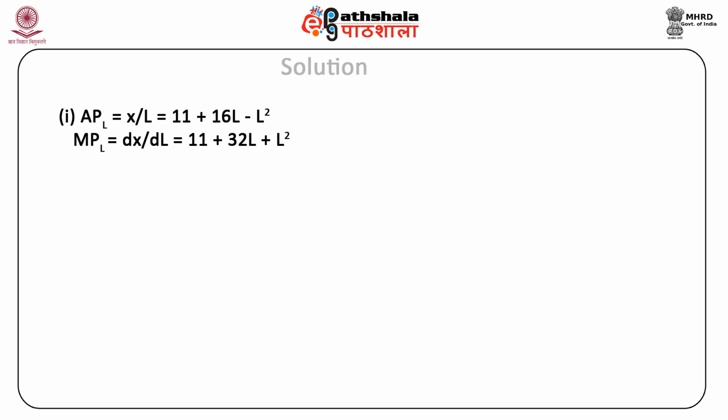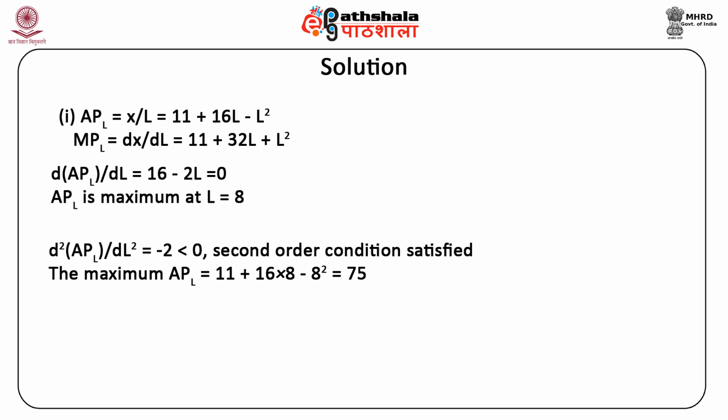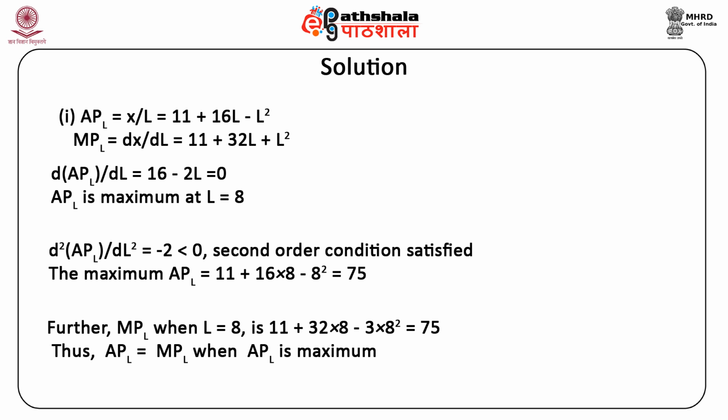First, APL is equal to X upon L equal to 11 plus 16L minus L square, and MPL is equal to dX upon dL is equal to 11 plus 32L minus 3L square. We have dAPL upon dL is equal to 0, which gives us APL being maximum at L equal to 8. Since the double derivative is equal to minus 2, the second order condition is satisfied. The maximum APL is 75, and further, MPL is equal to 75. Hence, APL and MPL are equal when APL is maximum.